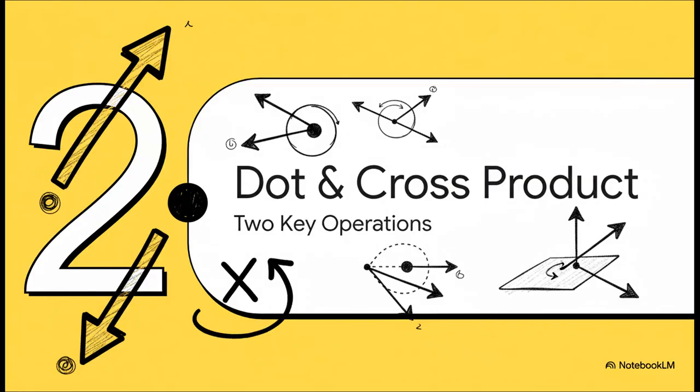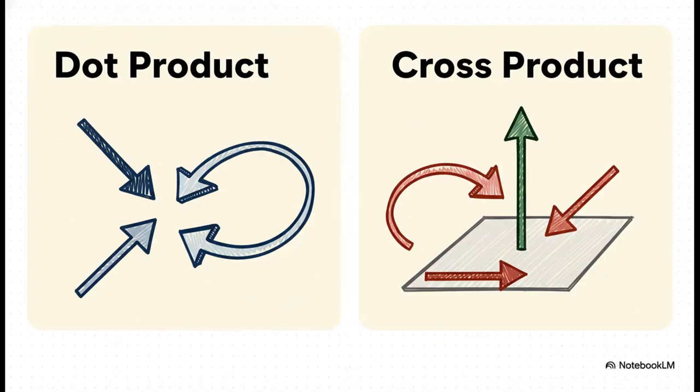Okay, so adding vectors is one thing, but to really start doing cool stuff, we need two key operations in our toolkit, the dot product and the cross product. Now they sound kind of similar, but they answer totally different questions. And this slide just lays it out perfectly.